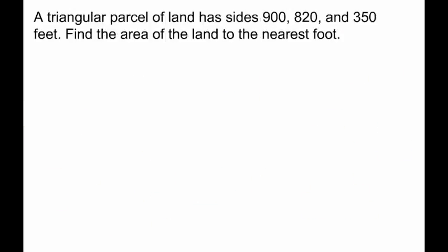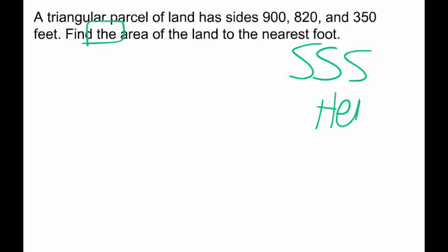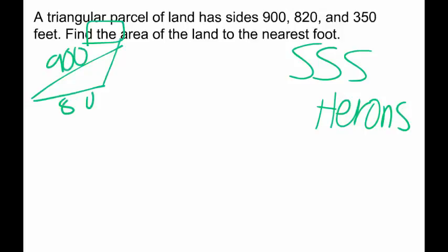A triangular parcel of land has sides 900, 820, and 350 feet. Find the area. So I have side, side, side. This is going to be Heron's formula again. You can draw a triangle if you want: 900, 820, 350, whatever. It doesn't have to be to scale. But basically we just need to figure out S.